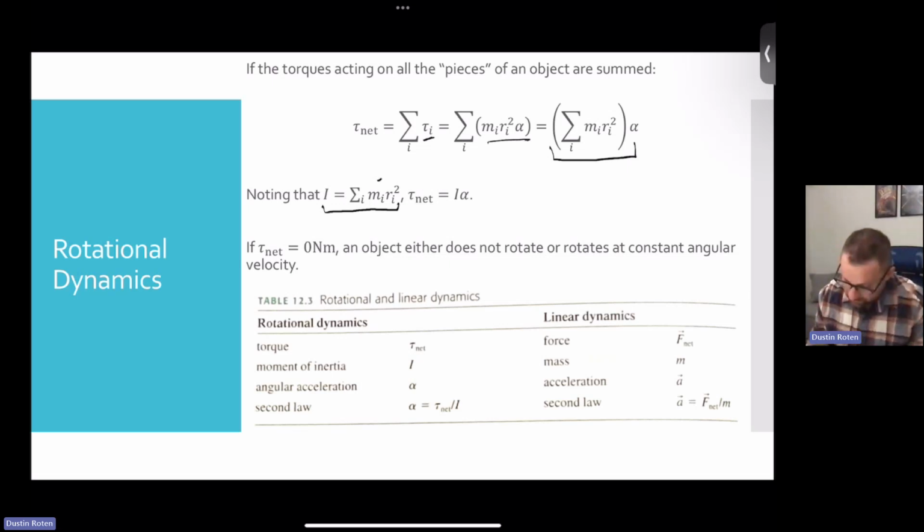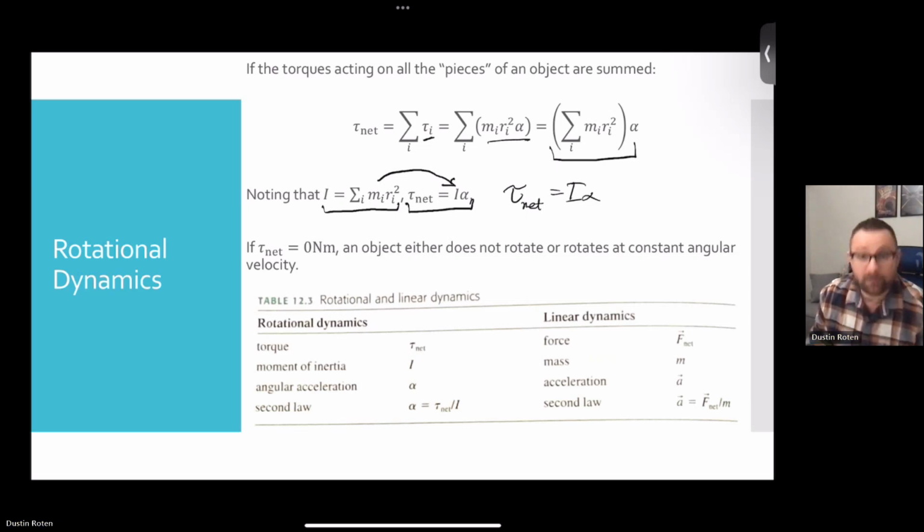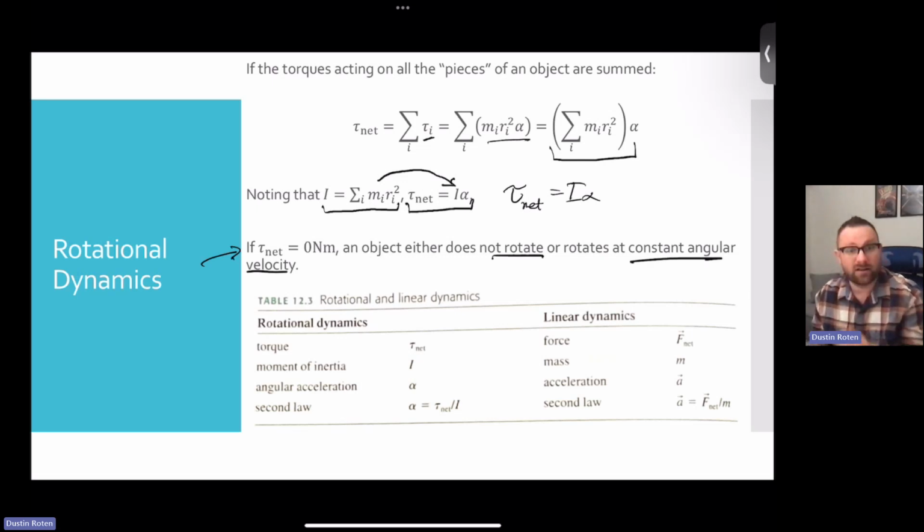So if we rewrite this and just plug in the moment of inertia, here's what we get. It's really simple. It's just tau net. So the net torque is just the moment of inertia of the object, right? All those little pieces added up, all those little moments of inertia added up, times its angular acceleration. That's going to tell us what the net torque is. Okay, so if the net torque is 0 newton meters, then an object is either not rotating or it's rotating at a constant angular velocity.